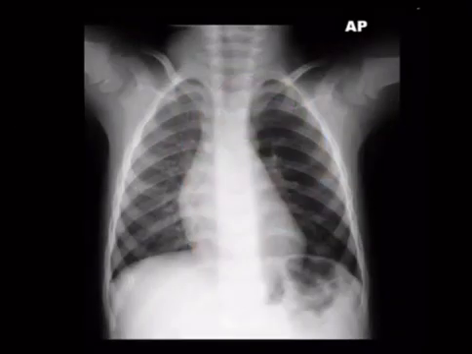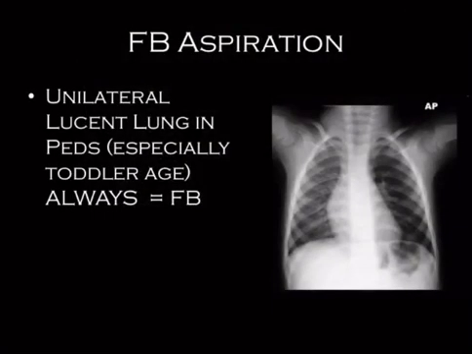All right, I'll tell you that this person is a toddler in age. You can look at their arms, see, they're just a little kid. And what you've got here is a unilateral lucent lung. So when I say unilateral lucent lung, especially in a toddler, you are thinking about a foreign body. Now here's the trivia you need to know: how do you prove it?